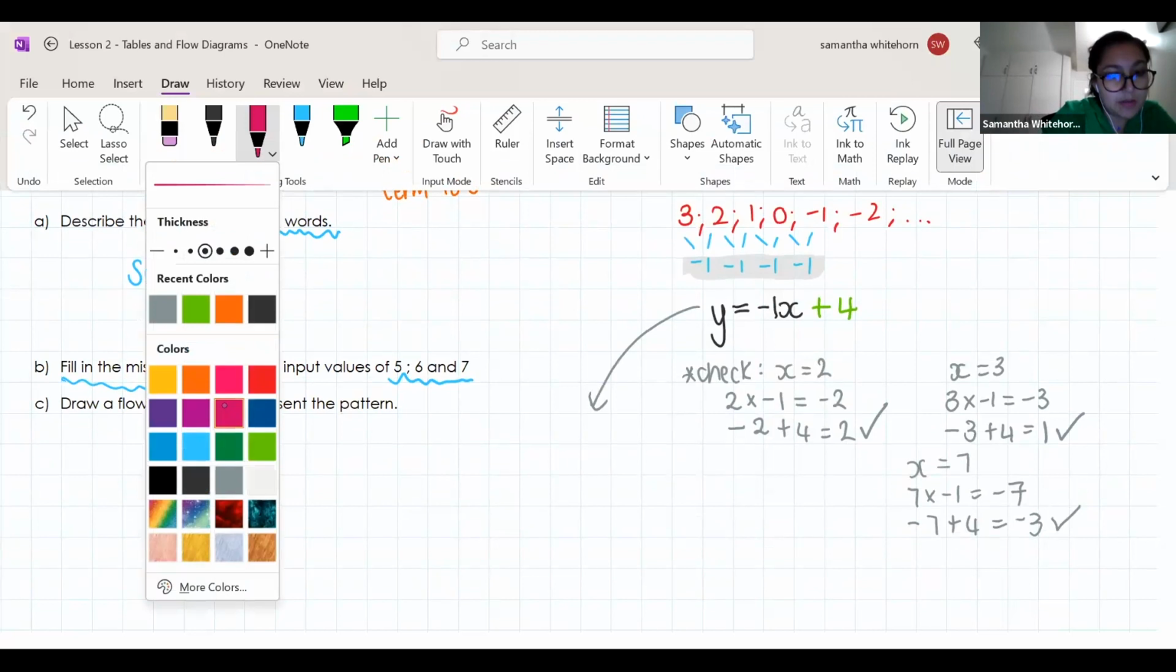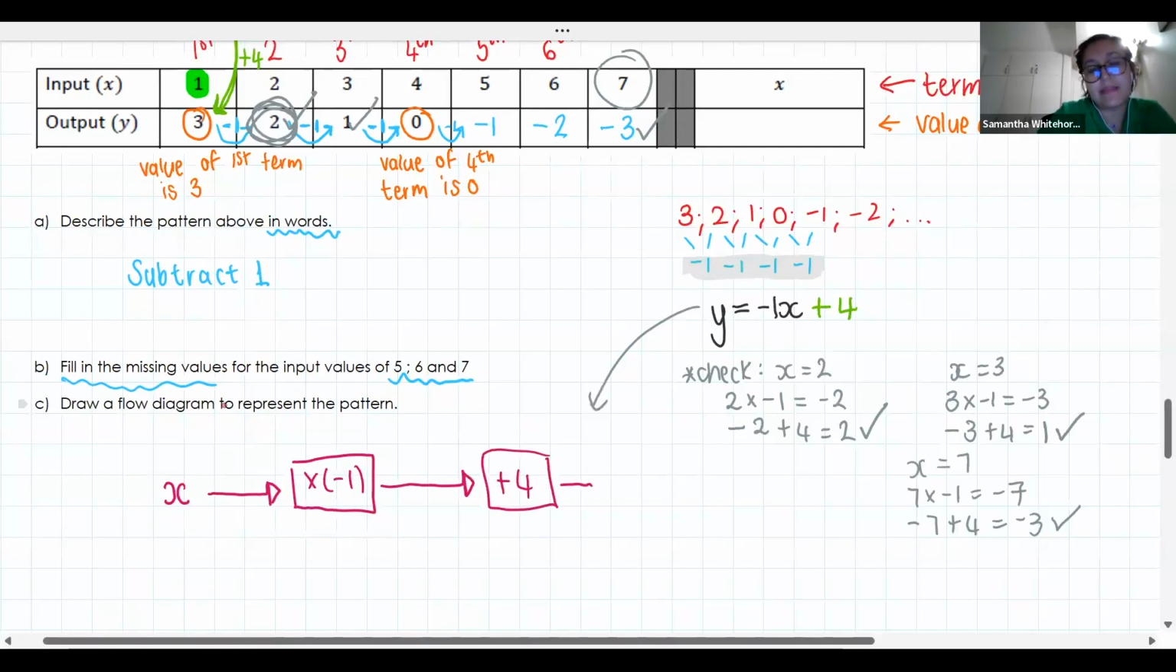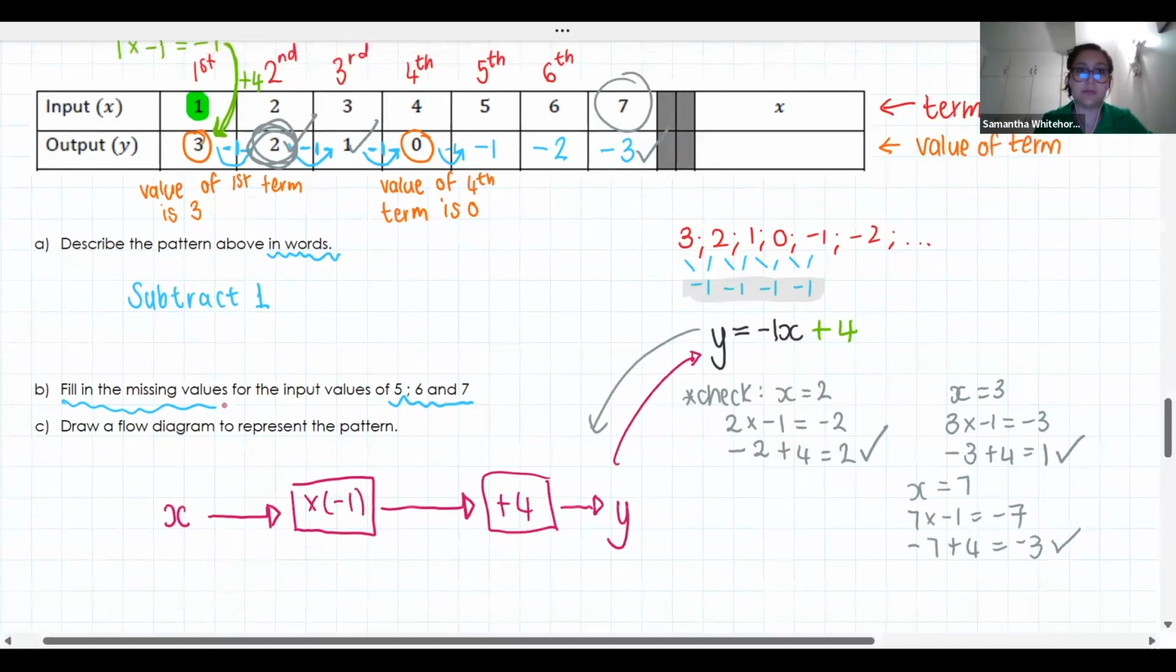So we take our input, we put it into our number machine. The first thing that we do is we times x by -1. I'm just putting it in brackets, you don't have to. And then we add 4 to that product. And that gives us our output. That gives us our y value.